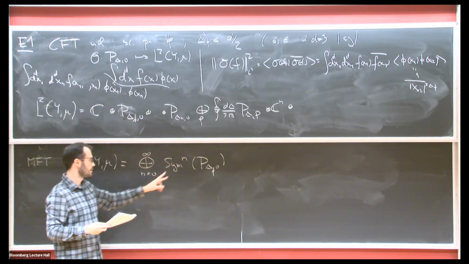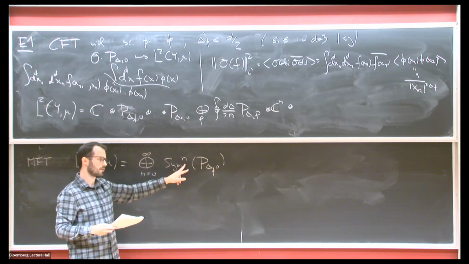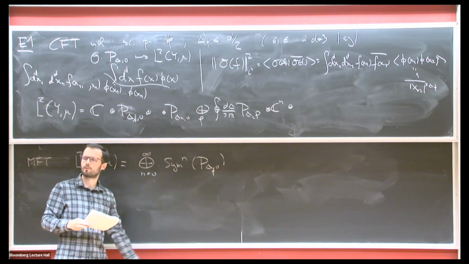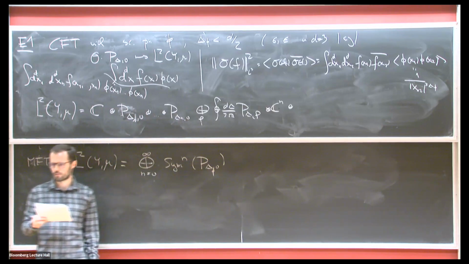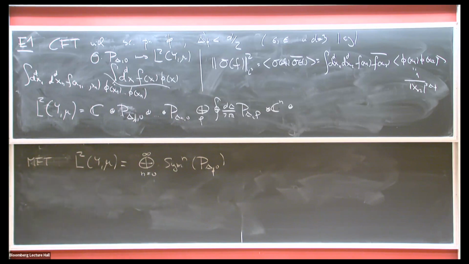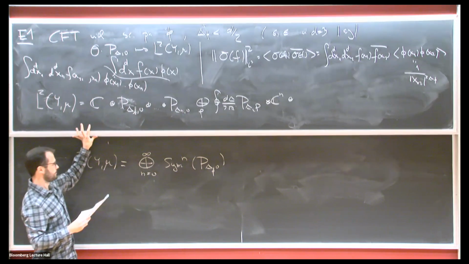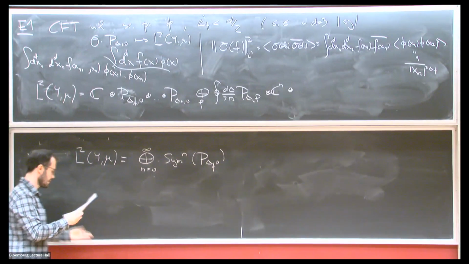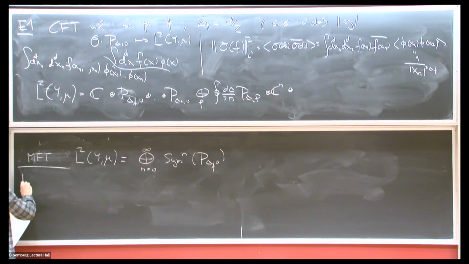For n equals 0 and 1, these are irreducible. For n equals 2, it's no longer irreducible, but it decomposes on the principal series. You can see the principal series emerge very naturally here. So that was for the CFTs. Now, example 2 is for hyperbolic manifolds.